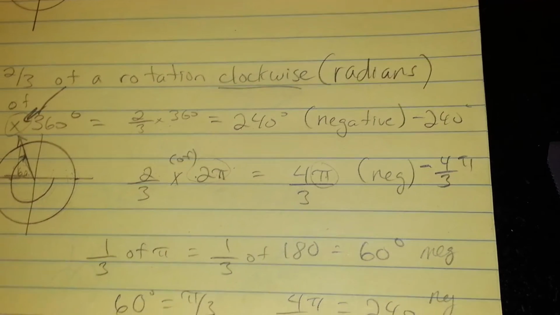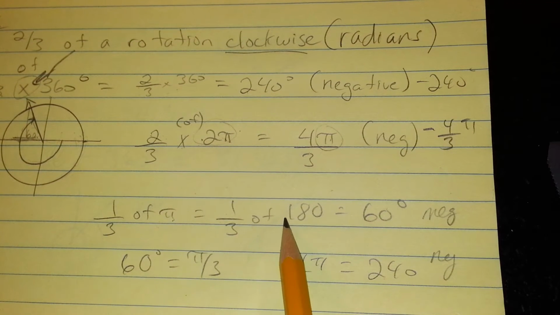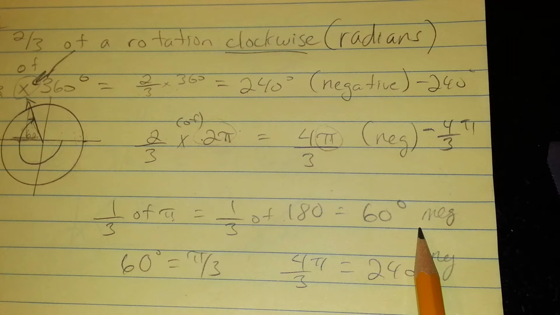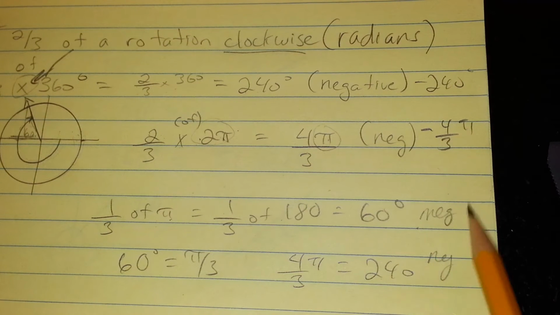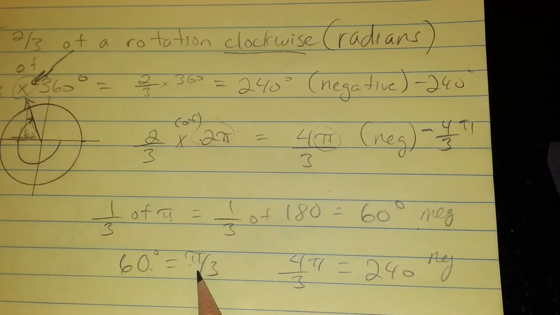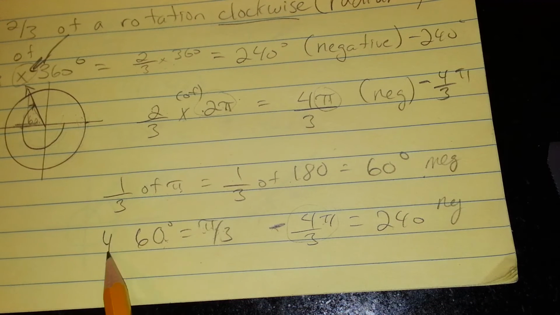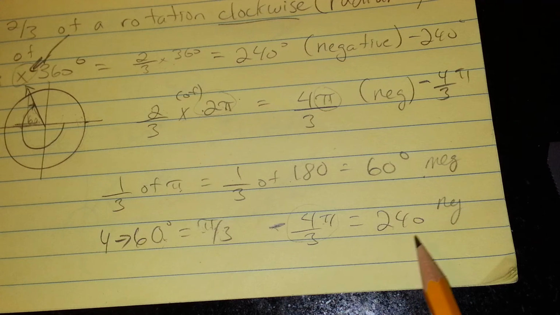Conceptually in our head, remember, what's 1/3 of pi? That's 1/3 of 180, which is 60 degrees, okay? Remember, we're going negative on this clockwise thing. Well, 60 degrees equals pi thirds, okay? So 1/3 of a pi is 1/3 of 180, which is 60 degrees. So 4/3 pi, remember that's in the negative direction, is what? We have 4 of these 60s. So that's 4 times 60 is 240. So it should make sense to you.